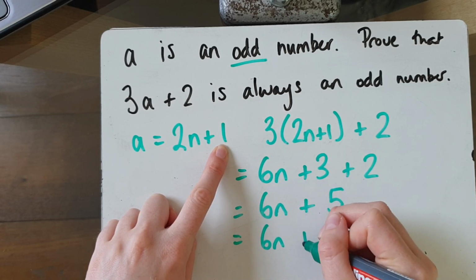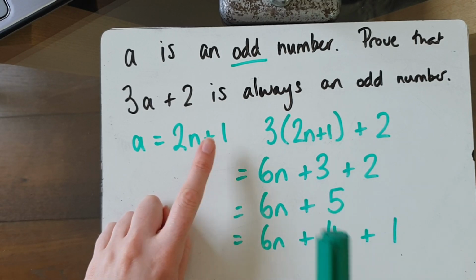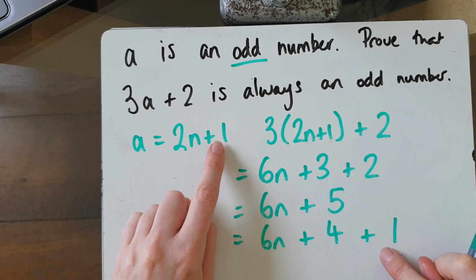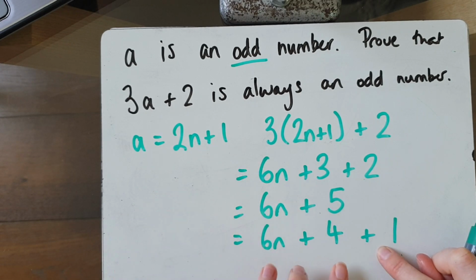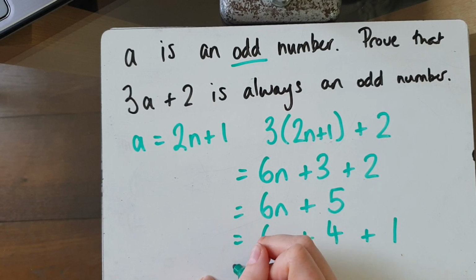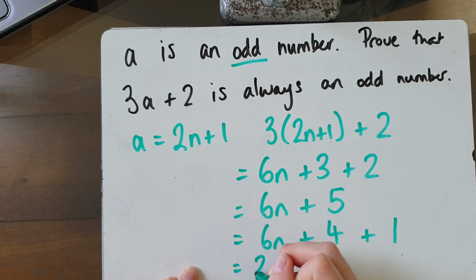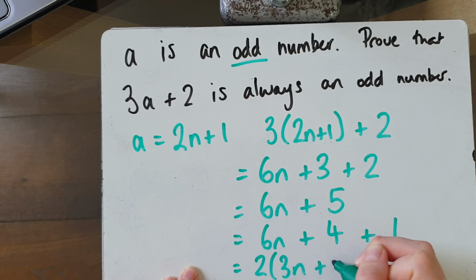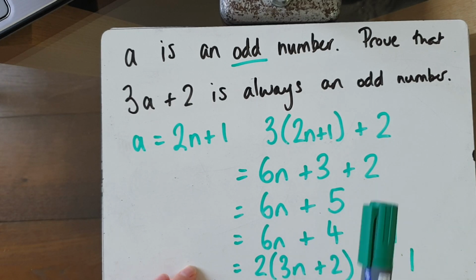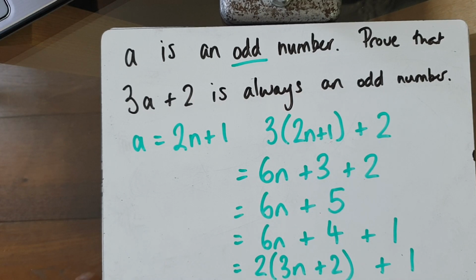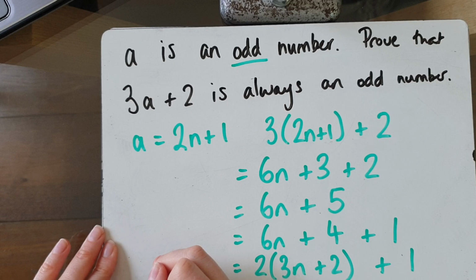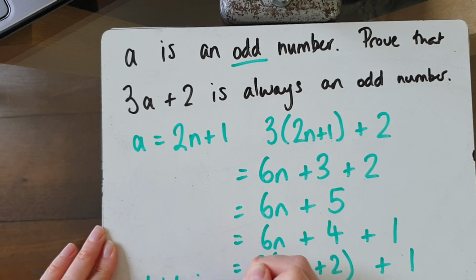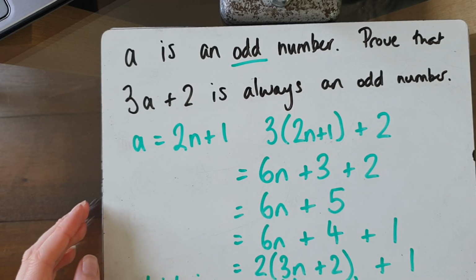So I'm going to split this 5, so it's plus 4 plus 1. This gives me the plus 1 I need on the end. Now I just need to change this into 2 times something, which I can do. If I take 2 out, I get 3n plus 2 plus 1. So I've got 2 times something plus 1, which is an odd number, and I should write that. I'm not sure if you can quite see the bottom of my board, but I should write a sentence at the bottom just saying which is an odd number.